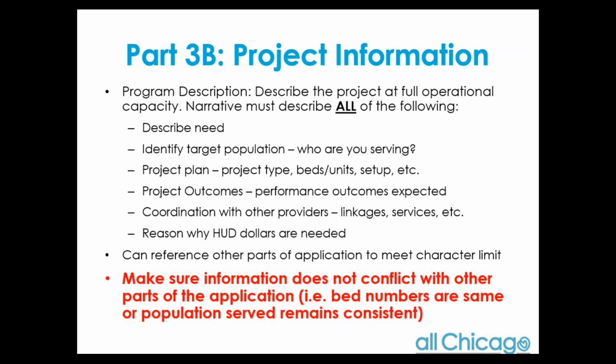Part 3B is project information. So again, this is similar to previous years. It's a program description. So you need to describe the project at full operational capacity, meaning when your project is full, what does it look like to HUD? Okay. So your narrative must describe all of the following items. And this is very important that you're thorough in your narrative and make sure that you address all of these items.